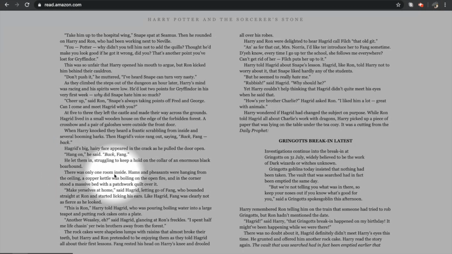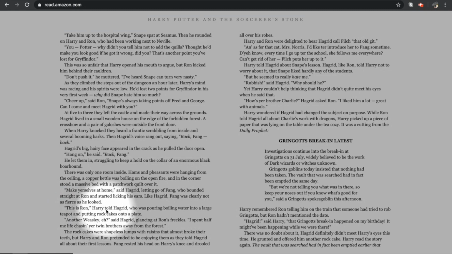There was only one room inside. Hams and pheasants were hanging from the ceilings, a copper kettle was boiling on the open fire, and in the corner stood a massive bed with a patchwork quilt over it. Make yourselves at home, said Hagrid, letting go of Fang, who bounded straight at Ron and started licking his ear. Like Hagrid, Fang was clearly not as fierce as he looked.